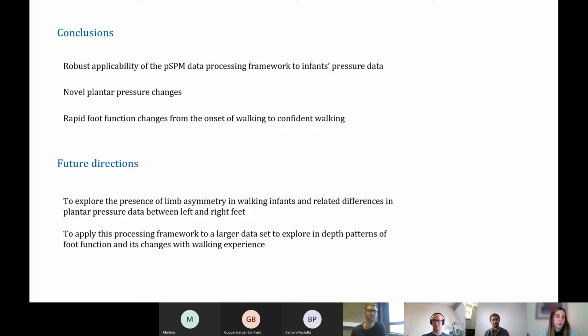And as I said before, one of the possible future directions coming from this work would be to explore the presence of limb asymmetry in walking infants, which has been scarcely reported. And also an interesting point would be to combine interlimb asymmetry studies with pressure to see whether there is really a presence of different function within the limb that affects plantar pressure data. And we are currently working to apply this processing framework to a larger data set that would explore in-depth patterns of function and its changes with increasing walking experience.